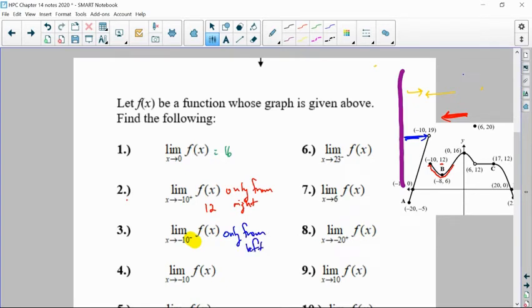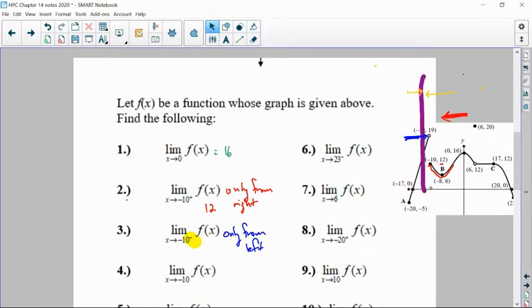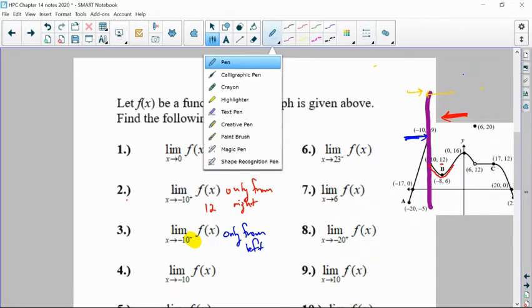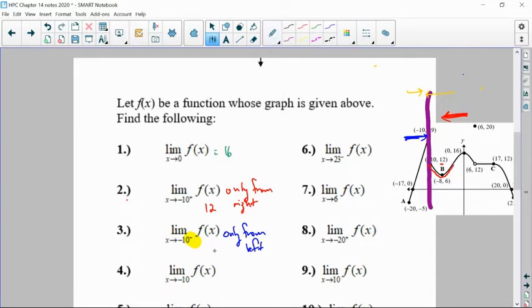So that's how I can distinguish what direction. From the left, the y values are getting close to 19. It doesn't matter that there's a hole there. It doesn't matter what the behavior is at that actual point. Because if you remember, a limit is asking what's happening as you get close to the point, not what's happening at the point. So as I get close to negative 10 from the left side, it's a linear function. The y values are getting closer and closer to 19. So we say it's 19.